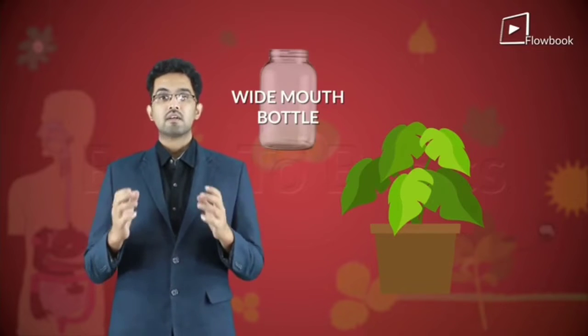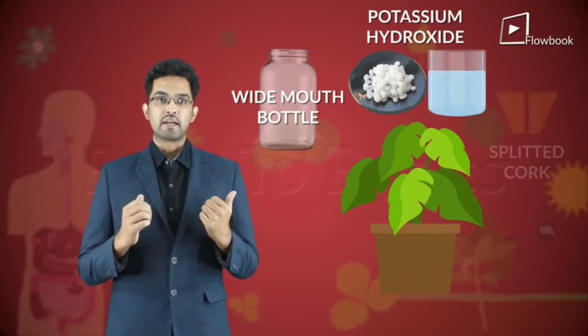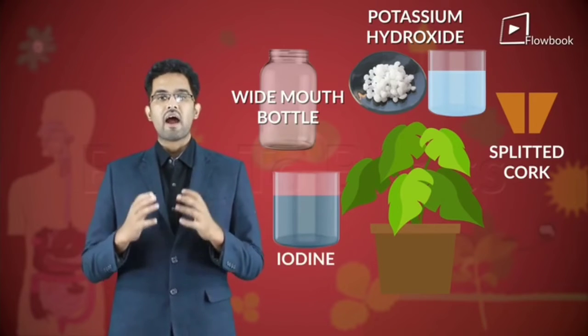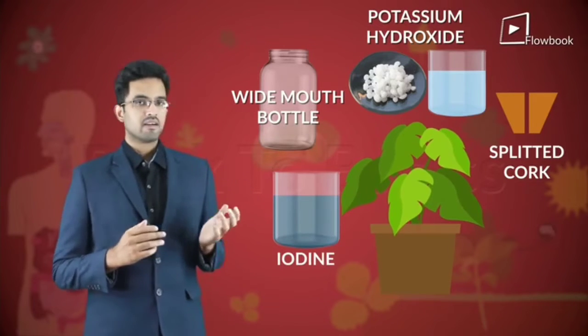So, what all would we need? We would need a wide-mouthed bottle, some potassium hydroxide, a split cork, some iodine, and of course, a plant. But this is not any ordinary plant. In fact, you will need to starve the plant for at least a week by keeping it in a dark room away from sunlight. This ensures that all the starch that was there in it gets used up and you get a completely destarched plant.